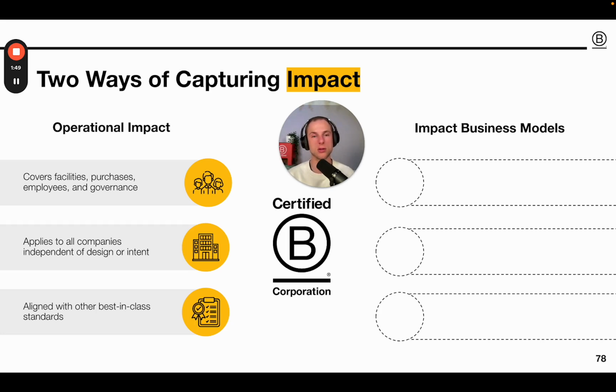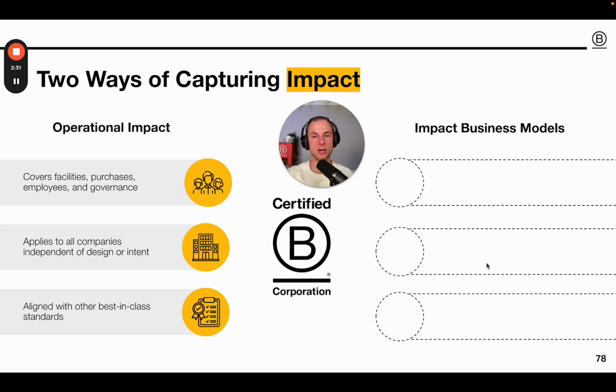So these are all topics that you can more or less ask from any company, right? And that doesn't really depend on the type of product they sell or the kind of industry that they're in, because almost every company has employee policies and governance structures. So this is a good way of thinking about it, the day-to-day management of the company. As I mentioned, it applies to all companies, independent of the design or the intent of the company. And usually they are aligned with best-in-class standards, so there are industry best practices.